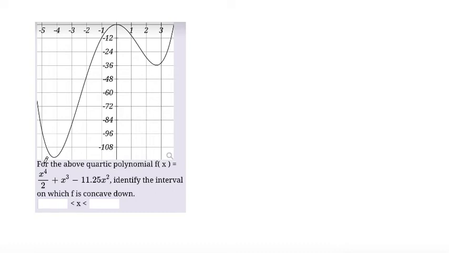So this problem says, for the above quartic polynomial, f of x is equal to x to the power of 4 over 2 plus x cubed minus 11.25 x squared. Identify the interval on which f is concave down.